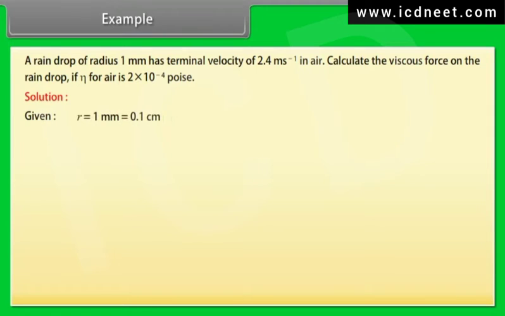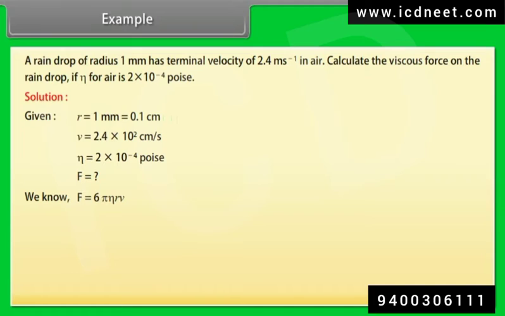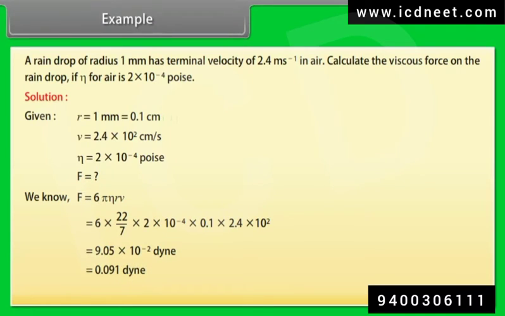Given values are r is equal to 1 millimeter, which can be written as 0.1 centimeter. V is equal to 2.4 into 10 square centimeter per second. Eta is equal to 2 into 10 raised to the power minus 4 poise. We know that F is equal to 6 pi eta r v. Putting their respective values in the above equation, on calculating we get F is equal to 9.05 into 10 raised to the power minus 2 dyne, which is equal to 0.091 dyne. Hence, the viscous force on the raindrop is 0.091 dyne.